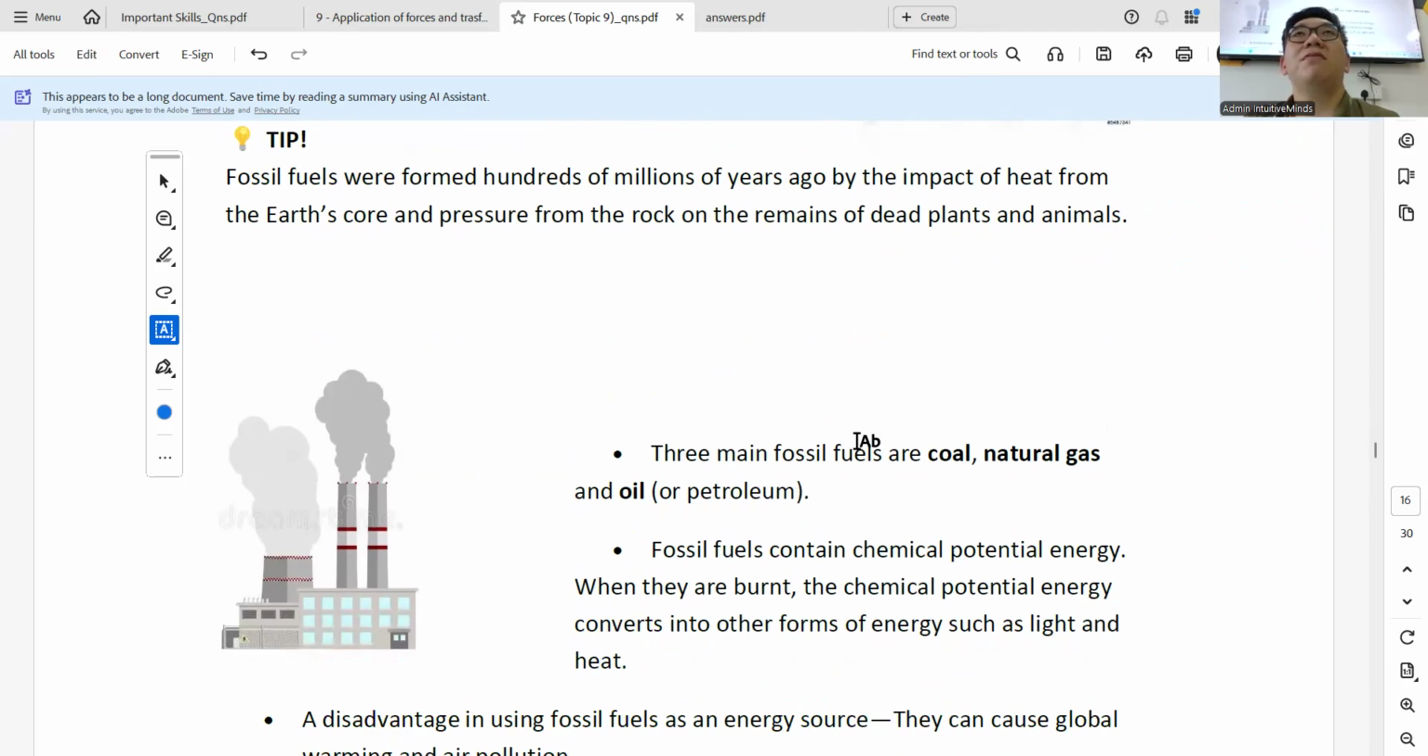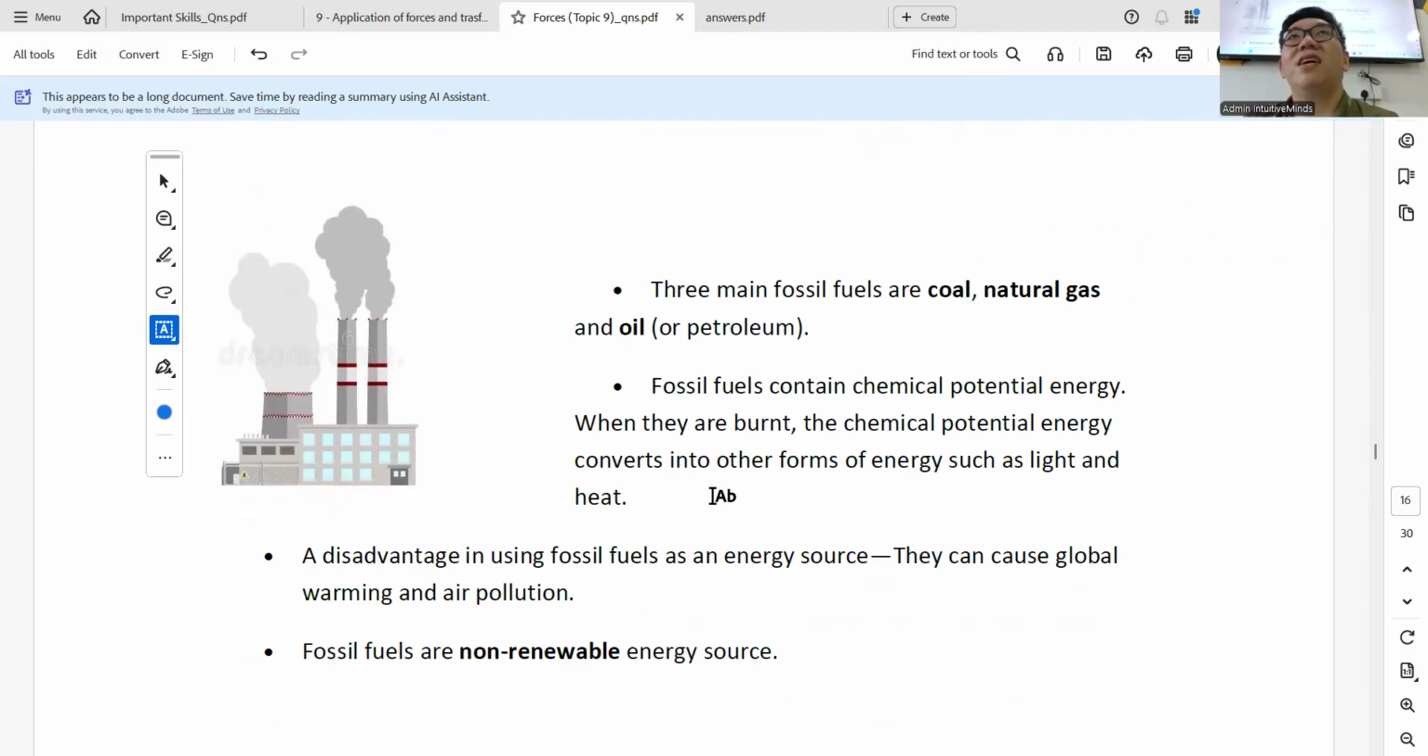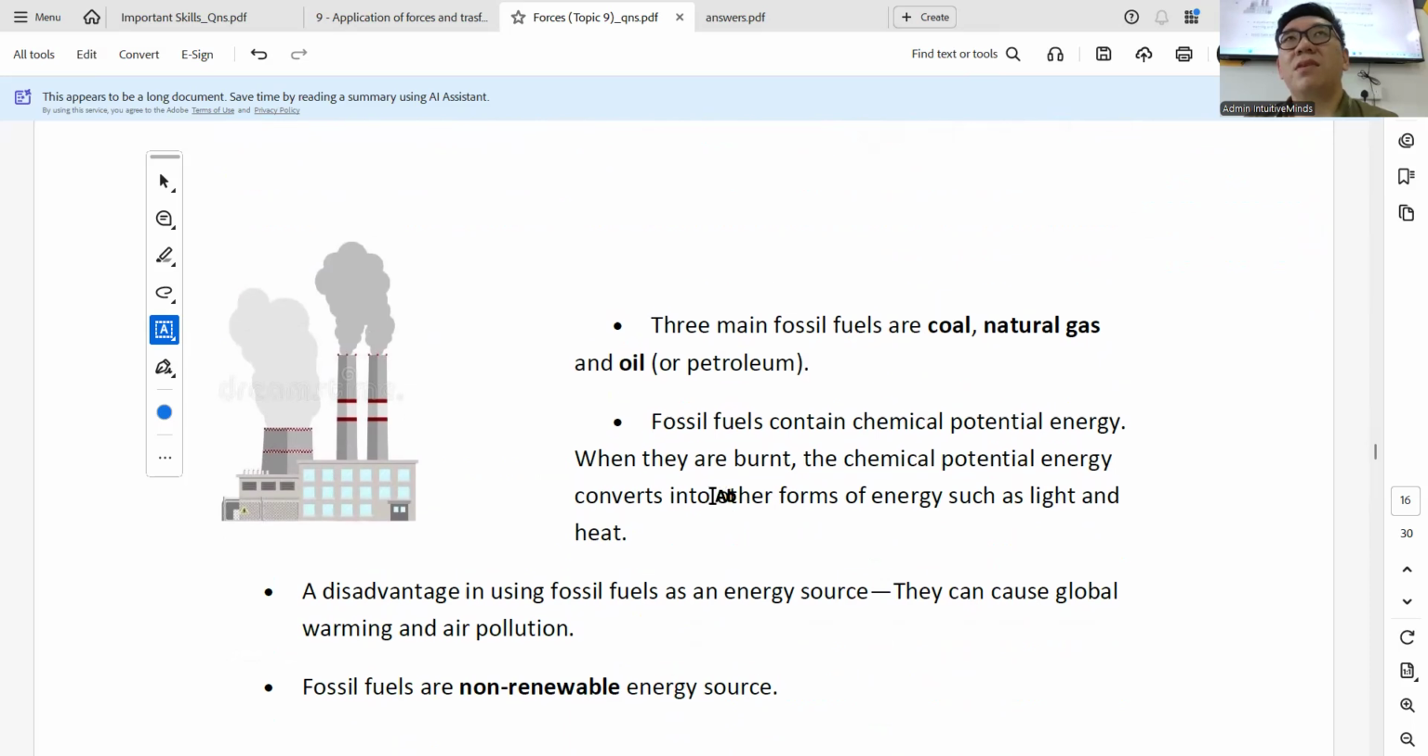There are three main types of fossil fuels: coal, natural gas, and oil. I mentioned coal just now. Natural gas and oil are also available, but Singapore uses mostly coal. And coal is not the same as charcoal. Charcoal is burnt wood. Coal is the remains of a wood that died 65 million years ago.